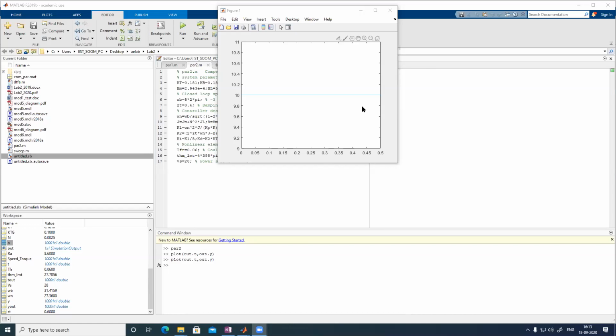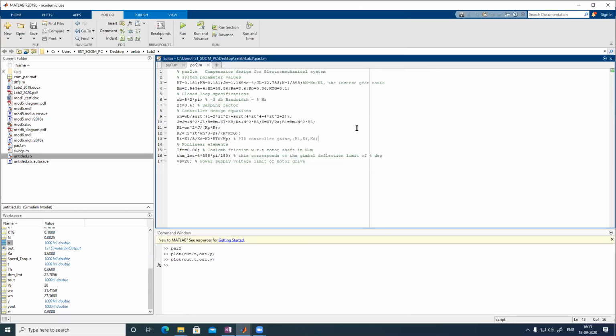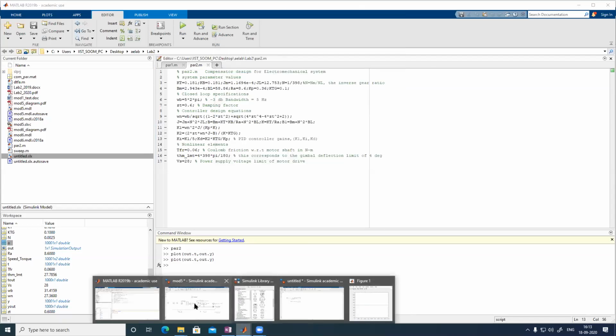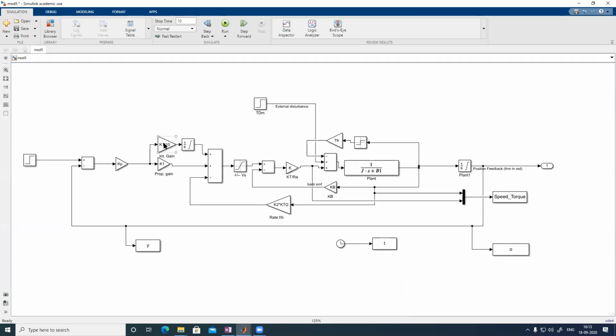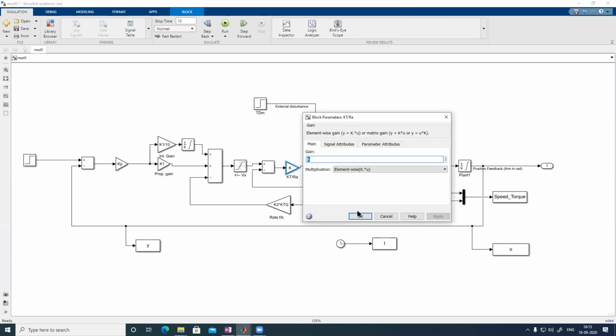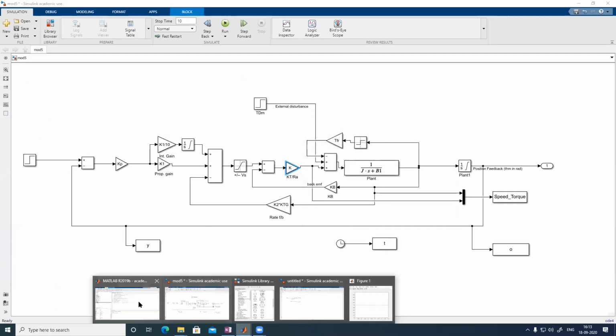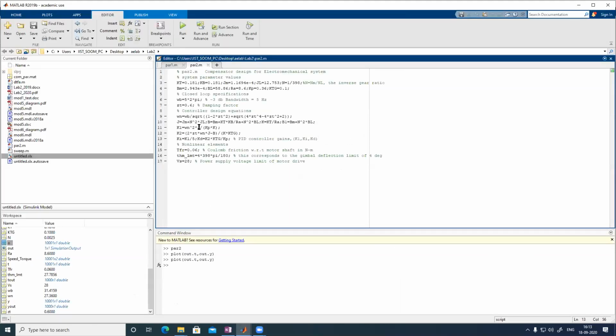Sir, what's the K value that's just before the transfer function? This Ki is K1 by 10. No, sir, not that one. Yeah, that one, sir. That's KT by RA. Oh, okay. K is KT by RA. It is written here only. This K will be KT by RA only. Okay. K is equal to KT by RA.